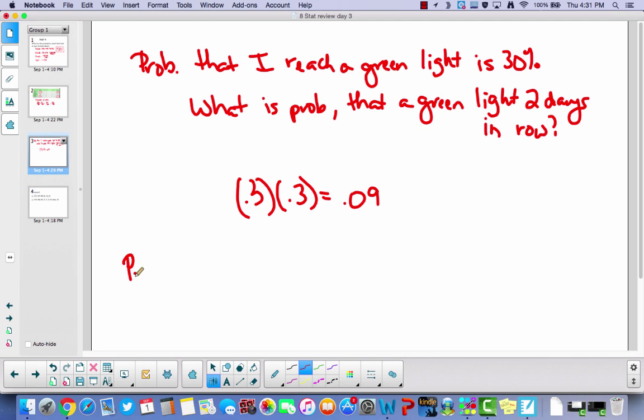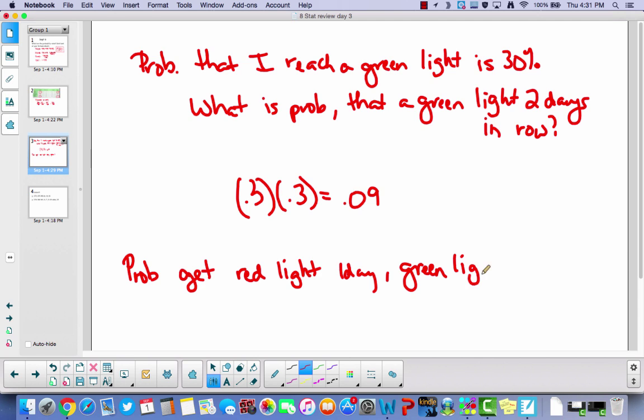What is the probability that I get a red light one day and a green light the other day?